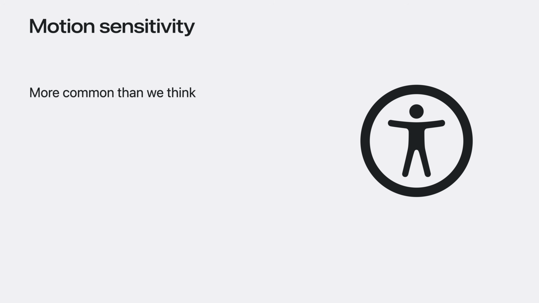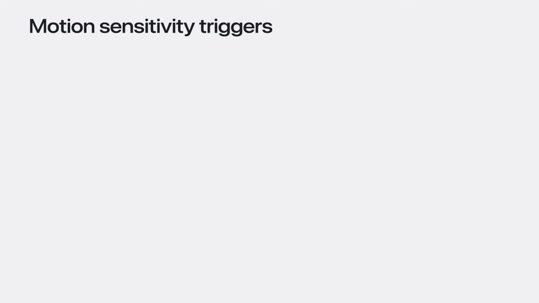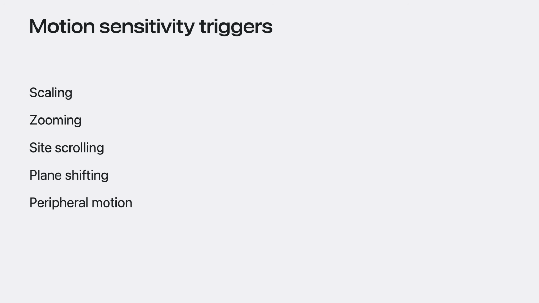Experiencing motion discomfort is common and driven by a mix of factors like experience, genetics, fatigue, and in some cases, vestibular disorders. Symptoms can include nausea, dizziness, headaches, and other physical discomfort. As developers, there are different types of motion that we add to our websites and web apps that might unintentionally trigger motion discomfort. Scaling large objects, zooming in or out, objects moving at different speeds like a parallax effect, techniques that simulate three-dimensional effects, or peripheral motion, like a constant movement outside the user's intended area of focus.